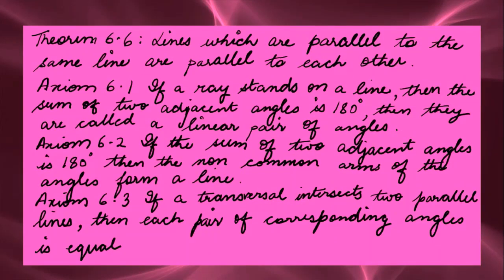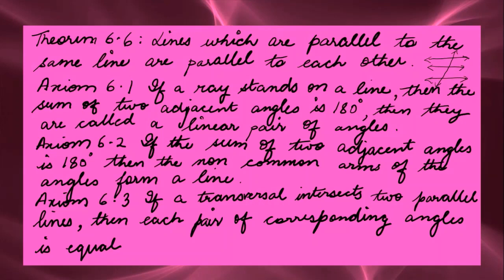Now come to Theorem 6.6. Lines which are parallel to the same line are parallel to each other. If two lines are parallel to the same line, and another line is also parallel to it, then these three lines will be parallel.